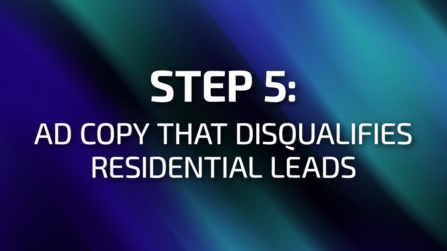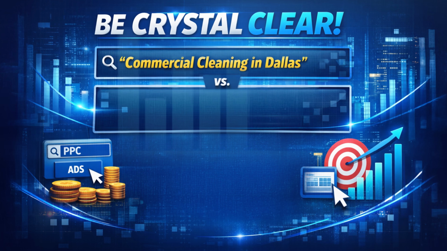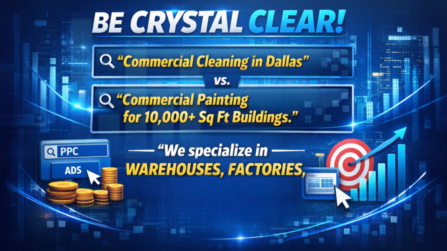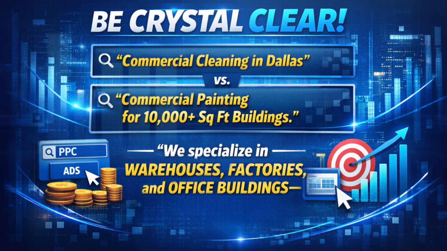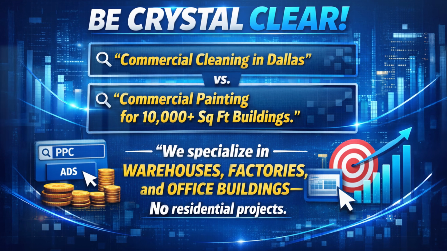Step 5. Use ad copy that disqualifies residential searchers. Be crystal clear. Headlines like commercial cleaning Dallas or commercial painting for 10,000 square feet buildings usually work better. In descriptions, we can say we specialize in warehouses, factories, and office buildings. We don't take on residential projects.